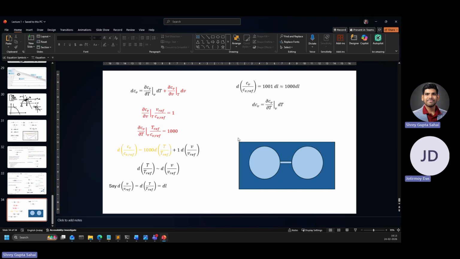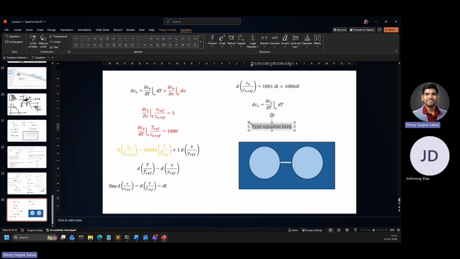What he noticed was that there was no temperature change during this process when he opened the wall and the gas expanded. Because this was a free expansion, there was no work done, right? There was no boundary work. So delta W was zero in this case.